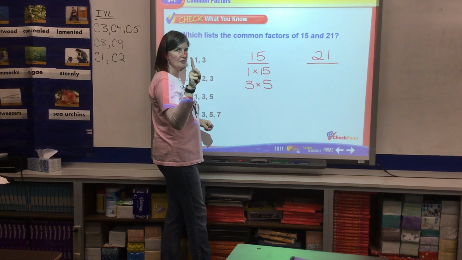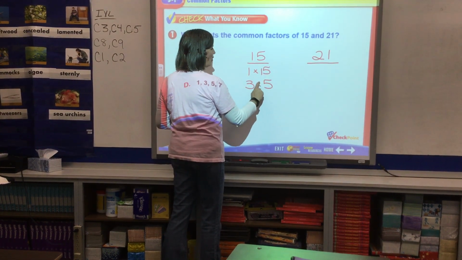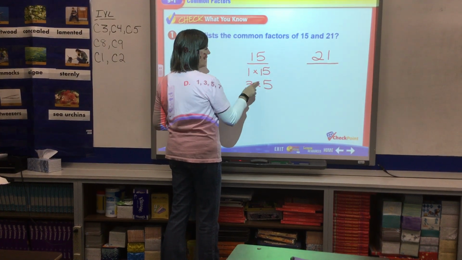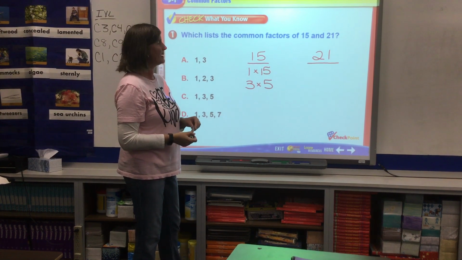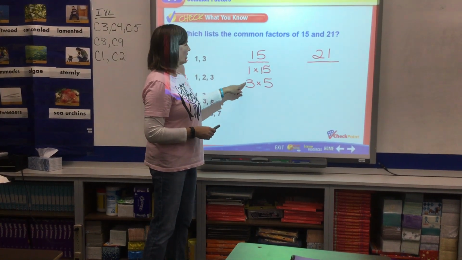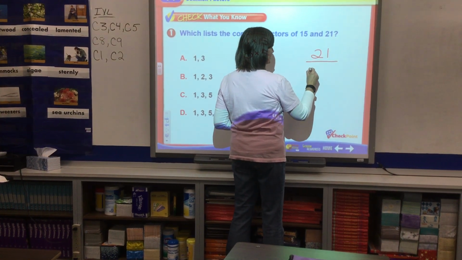Now, there's only one other number we can try, and it's the number that is in between these two numbers. 4 is in between 3 and 5, and I know 4 is not a factor of 15. There's nothing I can multiply it by to get 15, so we're done. 1, 3, 5, and 15 are factors of 15. I'm going to do the same thing over here.